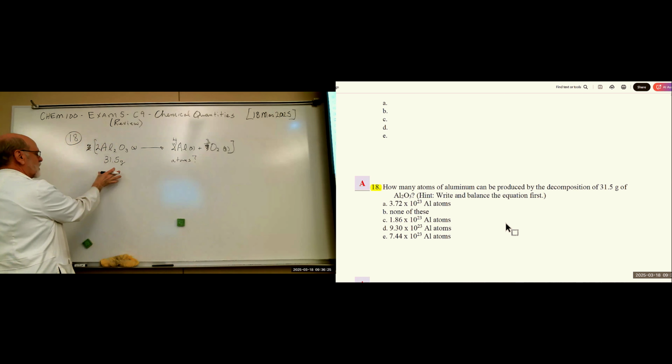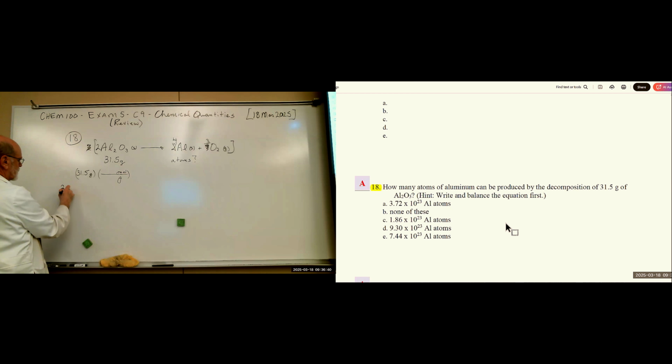Okay. We need to know how many moles this is. So that means molar mass, aluminum oxide. So aluminum is 26.98. So 2 times 26.98 grams per mole. And 3 oxygens, 16. Let's add those up. And that's 53.96.